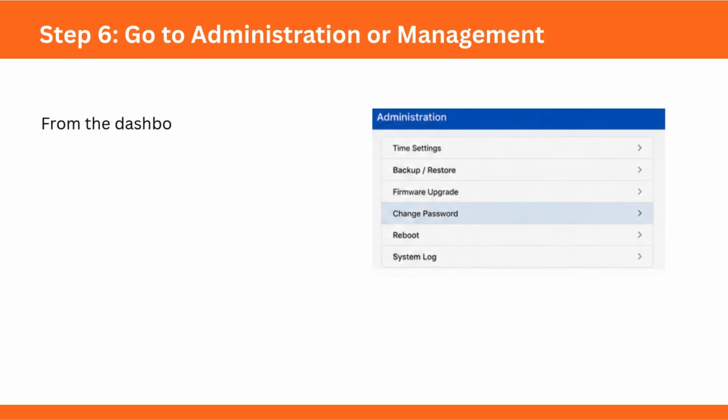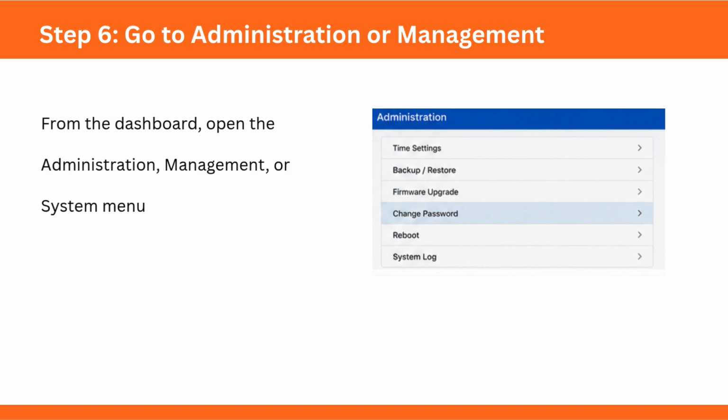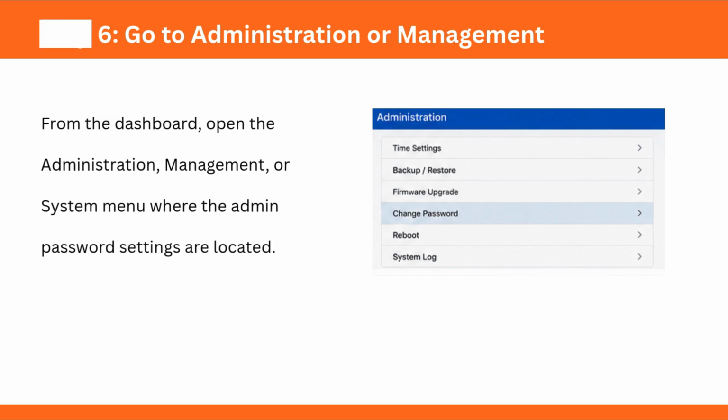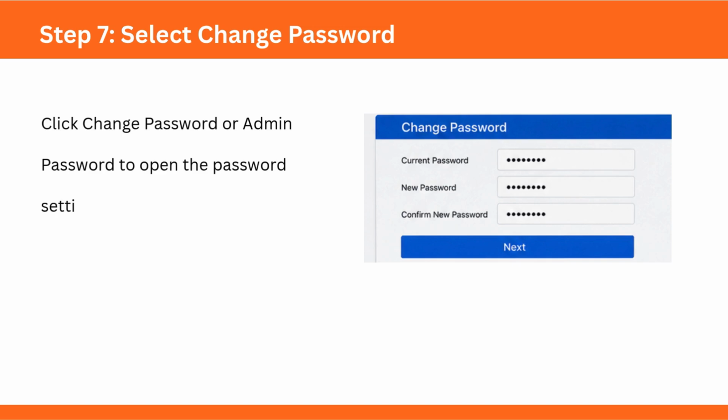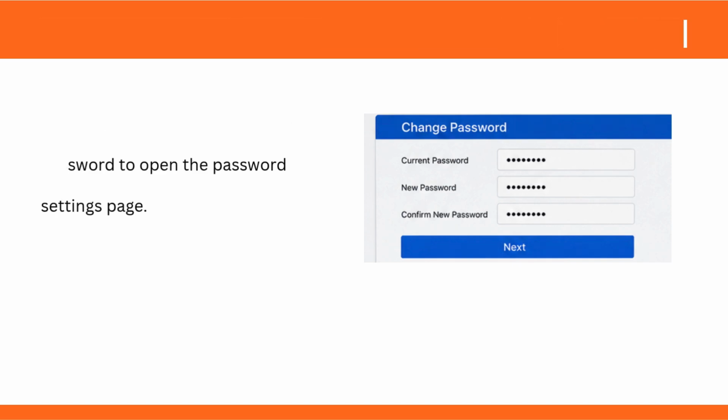Step 6. Go to Administration or Management. From the dashboard, open the Administration, Management, or System menu where the admin password settings are located. Step 7. Select Change Password. Click Change Password or Admin Password to open the password settings page.